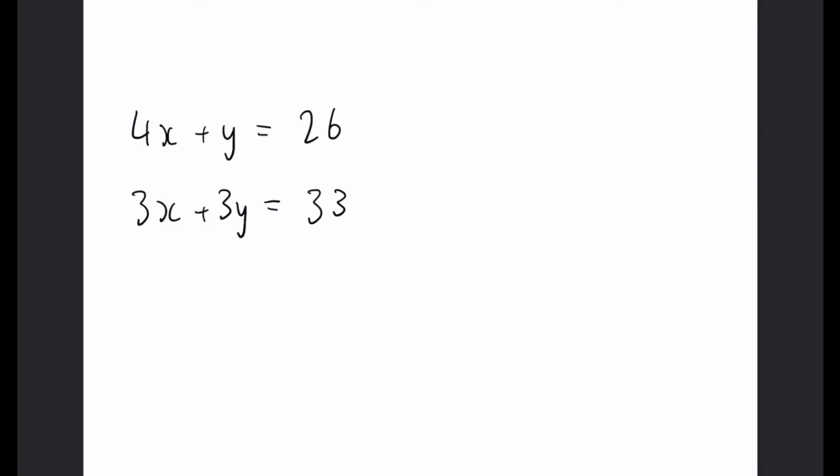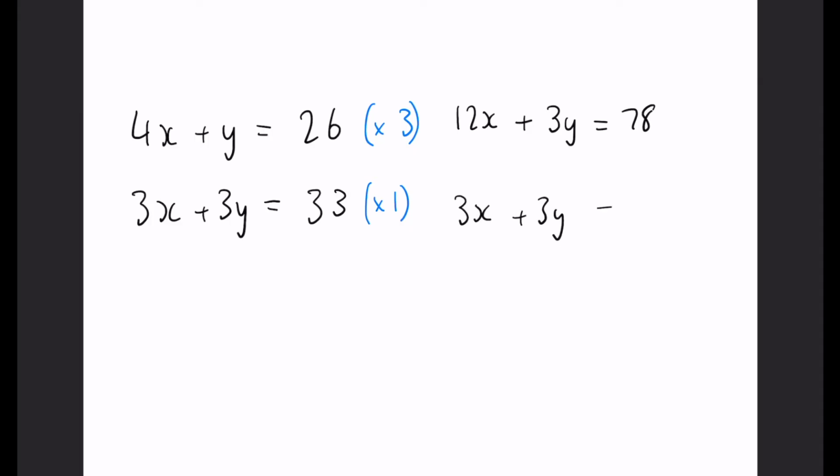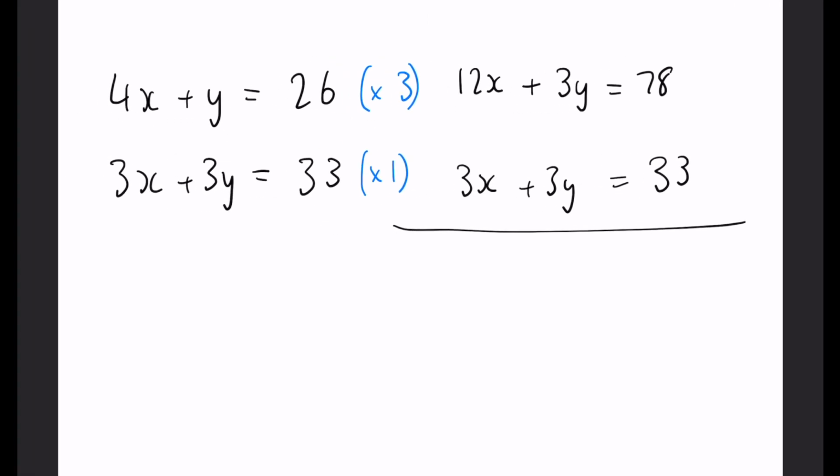So if we multiply this equation here by 3, and this one stays the same, we are going to have 12x plus 3y equals 78. And on the bottom, that is going to stay the same, 3x plus 3y equals 33. Now, just like the first example, we can subtract those from each other. 12x, take away 3x, leaves us with 9x. The y's will cancel because we're subtracting them. And 78 minus 33 gives us 45.